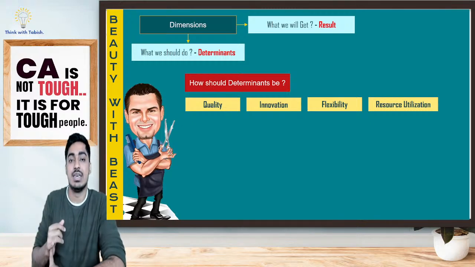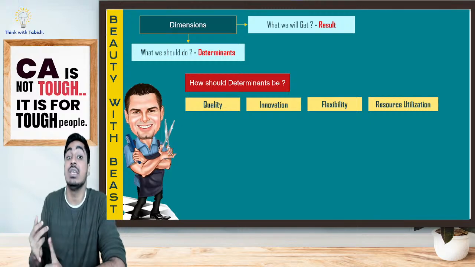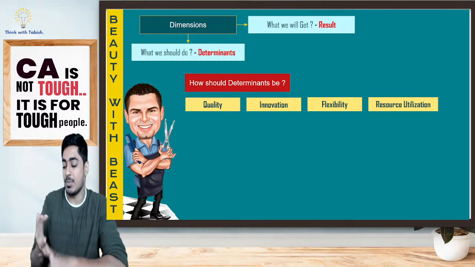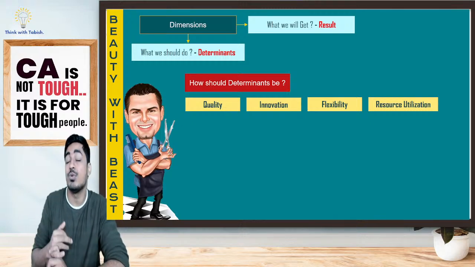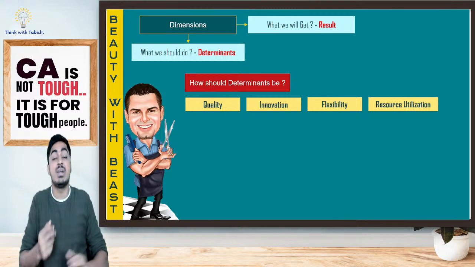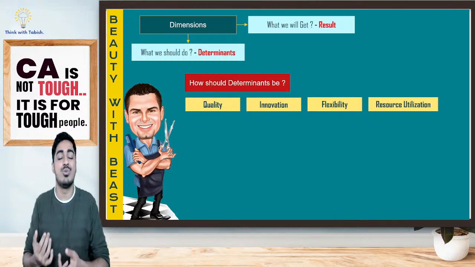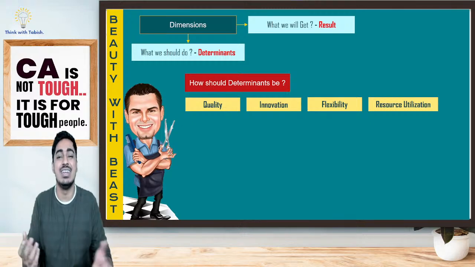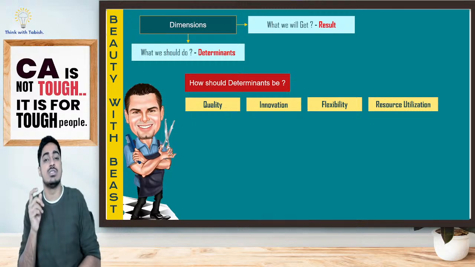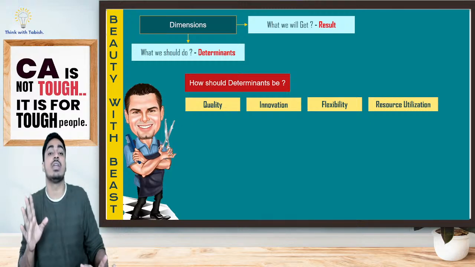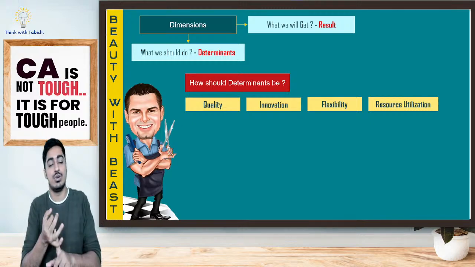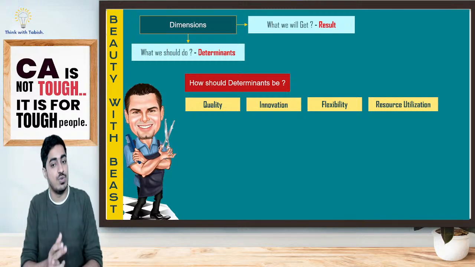Firstly, quality. Whatever beauty parlor service I'm doing, I should be giving quality service. So the proper haircut I should be doing, proper quality I should be giving. Along with that, innovation. I'm giving proper quality services, but there are latest pedicure, manicure, hair straightening, waxing, too many things. If you are only doing a proper haircut, is it sufficient? No. You should keep coming up with innovation as well. Okay, 2 things: quality you should do, innovation also you should do.